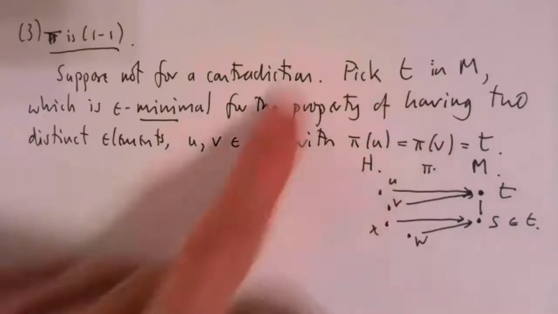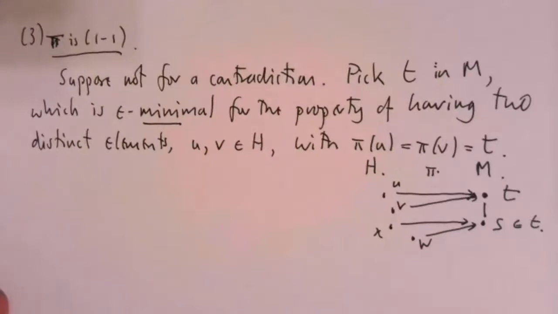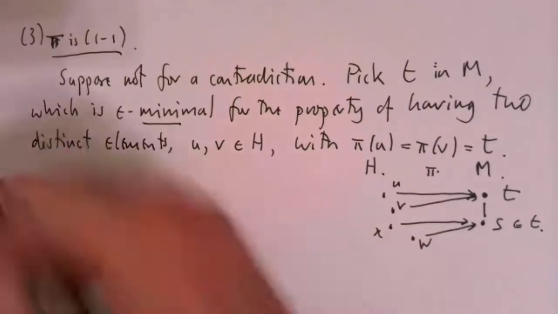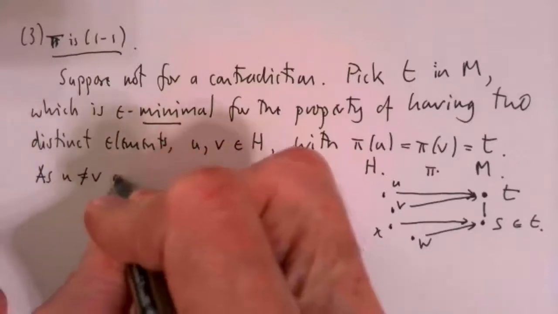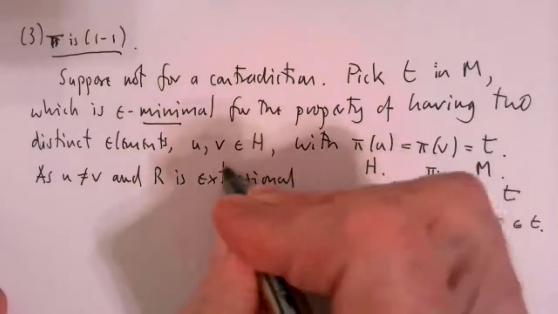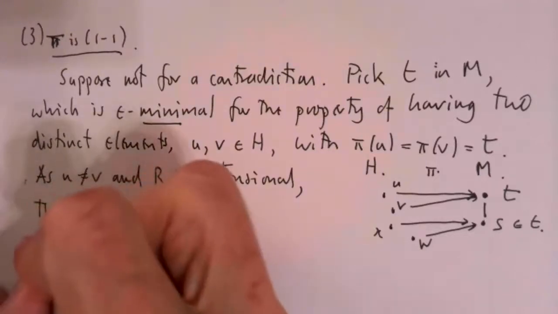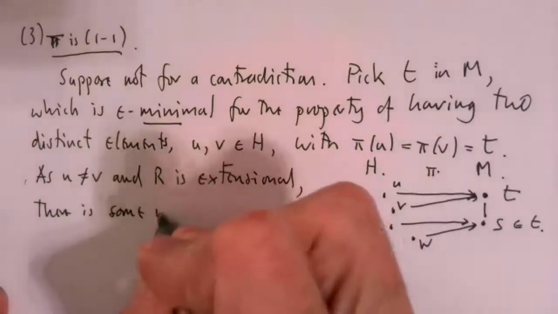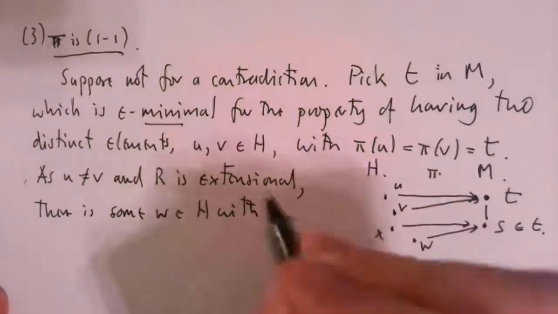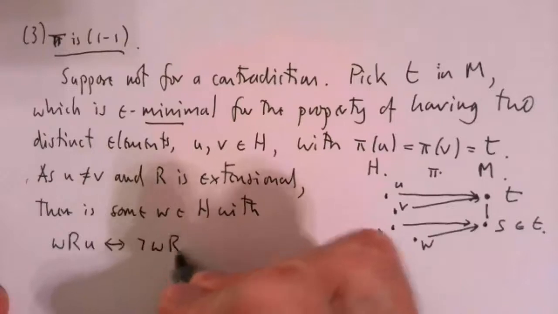So let's suppose we are in this situation. We have T and we have U and V. Now we haven't used the property that R is extensional yet. So this is where it comes in. U and V are assumed to be distinct. And R is extensional. There is something in H which R distinguishes them. There's some W in H with W below U if and only if W is not below V.